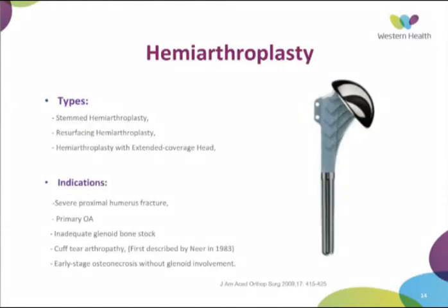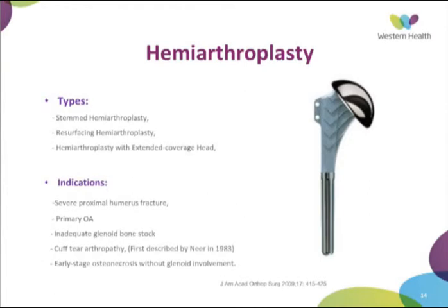Hemiarthroplasty is an option that's been used, and we use it mostly in fractures. Different types of them have been introduced. The stemmed hemiarthroplasty, the resurfacing ones, and also the CTA head ones, or the ones that have an extended coverage head. Different indications for it. The most common one, as I said, is proximal humeral fractures. It can be used for primary OA. There is a bit of discussion, and we're going to look into it, about using them versus a total shoulder replacement. It's a good option if there isn't much bone stock in the glenoid.